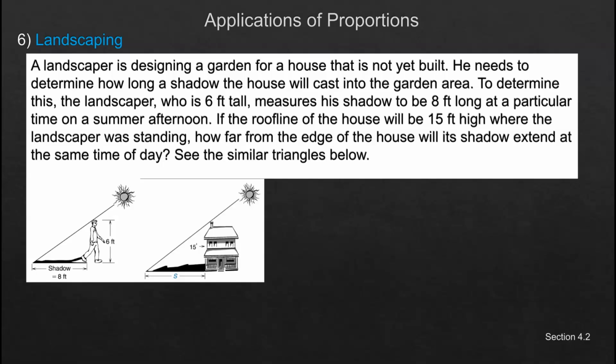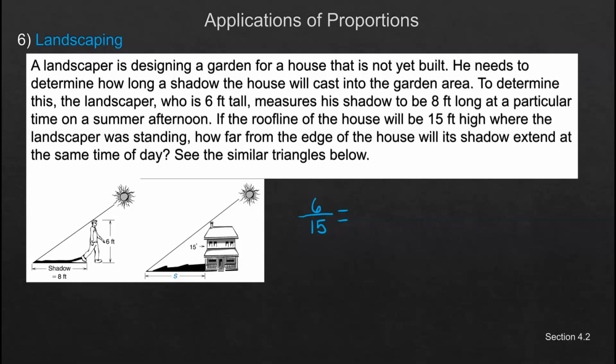Well, that's pretty wordy, but basically it all boils down to this. We are going to compare the shadow and the height of the landscaper to the shadow and the height of the house. And these are similar triangles. So if they are similar triangles, we are actually able to set those up as a proportion. All right, so on this one, we're going to compare the heights, right? So we have a height of 6 for the person and 15 for the house. Right, so height to height and then shadow to shadow.